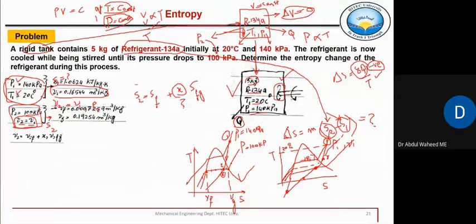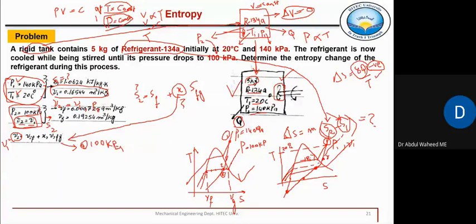And here S2 is also unknown. So there are two unknowns. So it means we need to calculate this X from some other equation. The other equation is this one, because we know what V2 is, which is equal to V1, is equal to V2F plus X2 V2FG at 100 kilopascal. This is point 2.